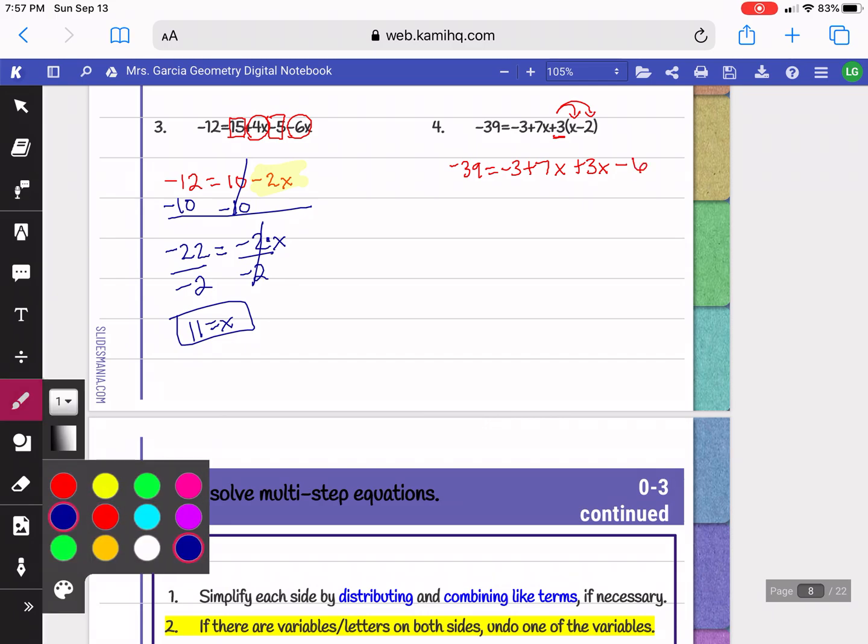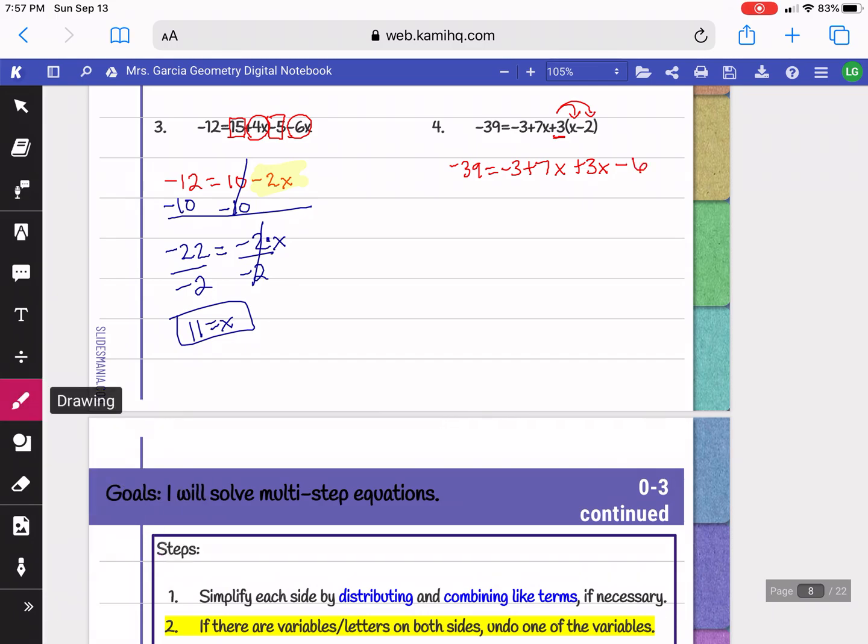Now that I've distributed, I can see there's a lot of terms on the right side. So I'm going to combine like terms to make it smaller. So on the right side, I can combine negative 3 with negative 6. Negative 3 minus 6 is negative 9. And I can combine 7x with 3x. 7x and 3x, if you add them, gives you positive 10x.